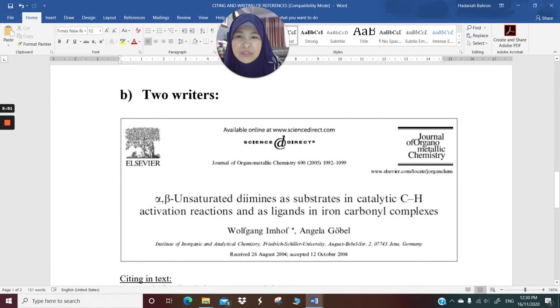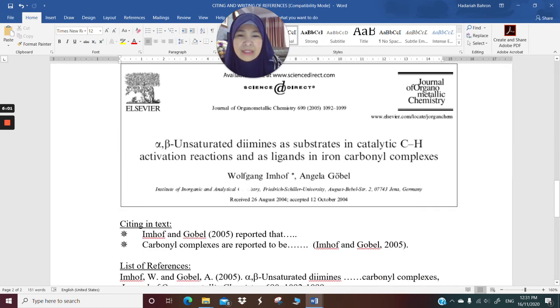When it comes to a paper that you would like to cite having two authors, this is an example of a two-writer paper. You have writers called Wolfgang Imhoff and Angela Goebel. The journal was Journal of Organometallic Chemistry, 690, year 2005, and so on and so forth.